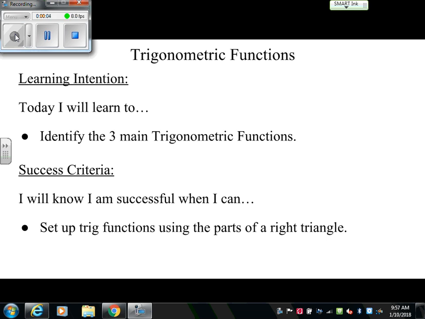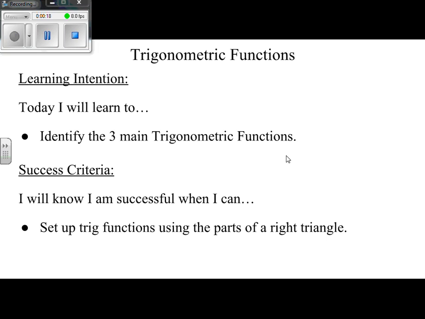Today we'll be talking about the three main trigonometric functions, also sometimes referred to as trigonometric ratios or trig ratios. We will know we are successful when we can set up trig functions using the parts of a right triangle.